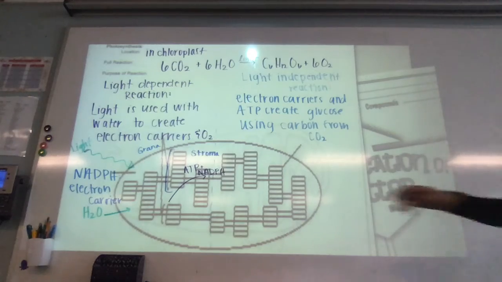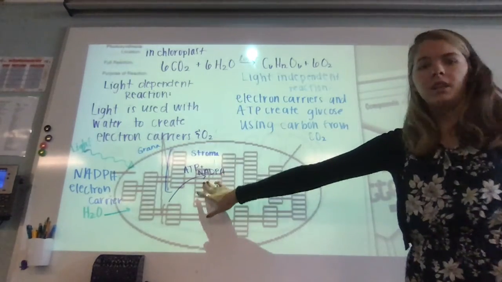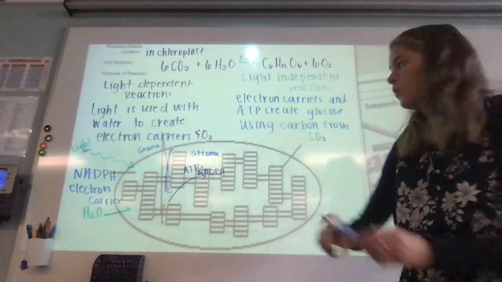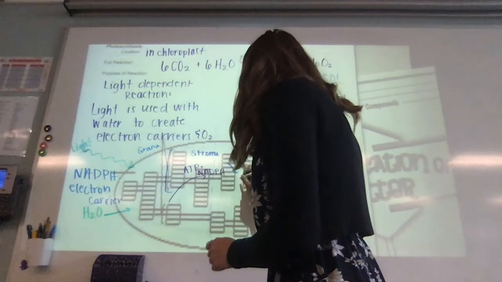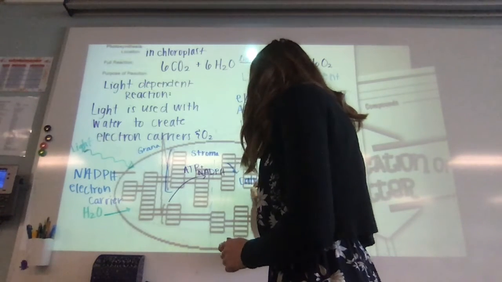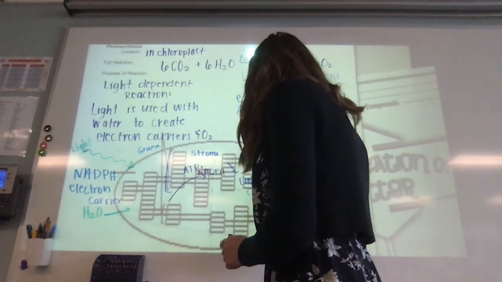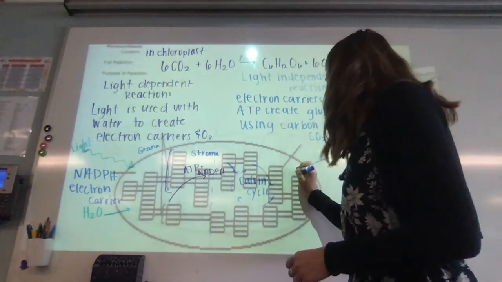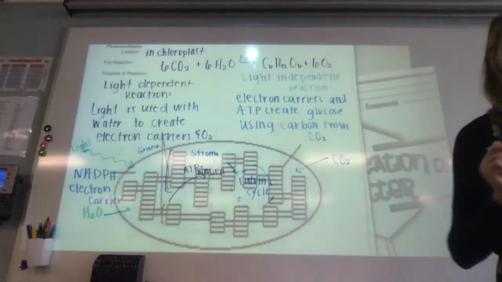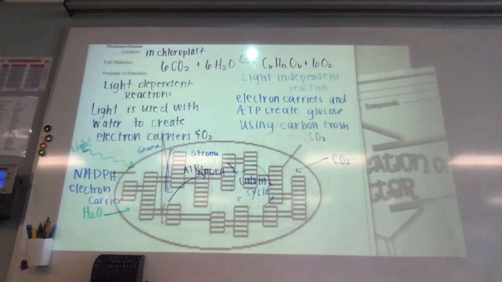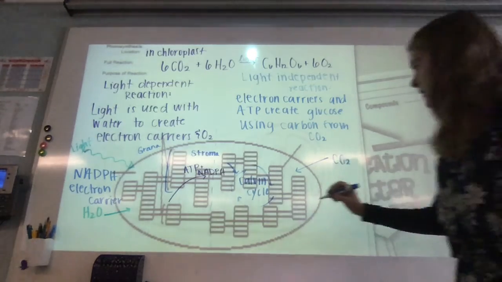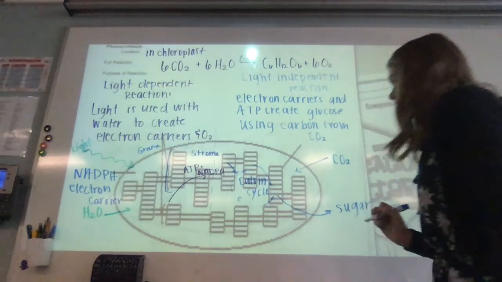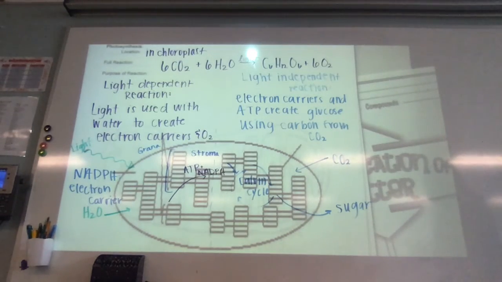Here we just made this NADPH in the light-dependent reaction. We're now going to use that NADPH right away, and it's going to enter what's called the Kelvin cycle. In the Kelvin cycle, we have CO2 going in, and the CO2 combines with the NADPH and the ATP to make sugars in the form of glucose, which the plant needs to eat and survive off of.